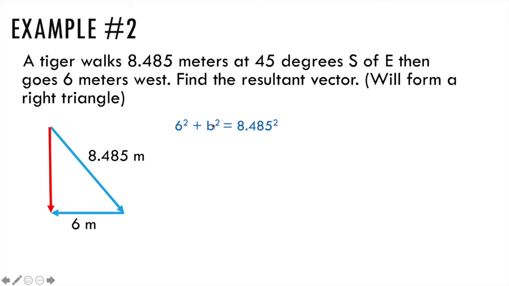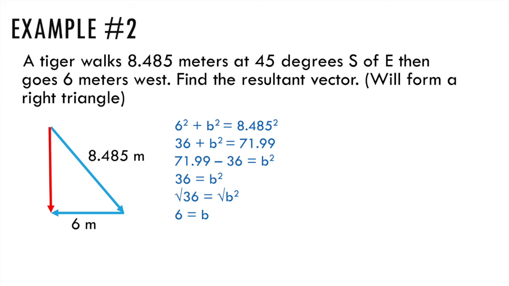So I left B as the variable that I'm solving for and said A was the 6. So that's it set up. I'm going to work out each of the numbers and then subtract the 36 over, and then that equals 36 equals B squared, and then square rooting that, I get B is 6. So my resultant magnitude is going to be 6 meters because my units are going to be the same.